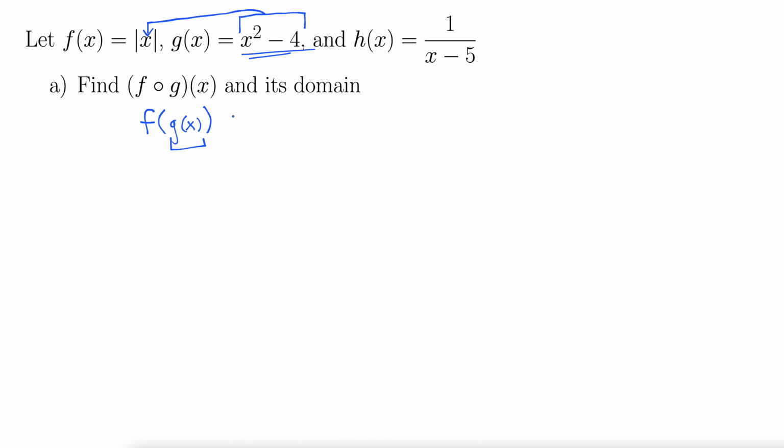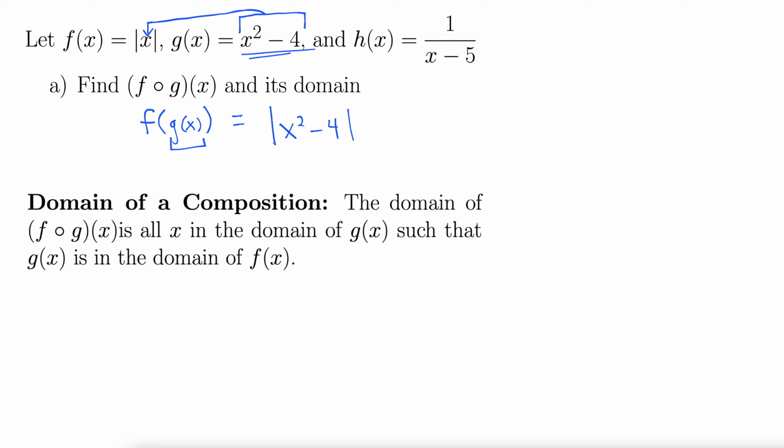So when we do that, all of it goes into the absolute value. We get the absolute value of x squared minus 4. Okay, so the composition, once you're used to these, it's not so bad. The domain is a little trickier.